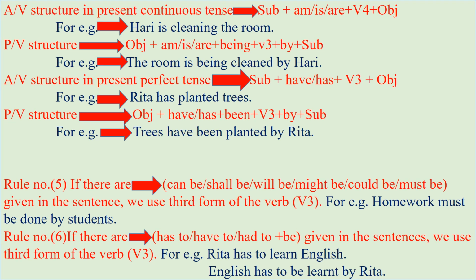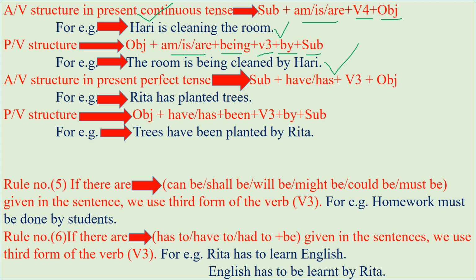Active voice structure in present continuous tense. The rule is subject plus am, is, are plus verb with ing plus object. For example, Hari is cleaning the room. Passive voice structure is object plus am, is, are plus being plus verb 3 plus by plus subject. For example, the room is being cleaned by Hari.